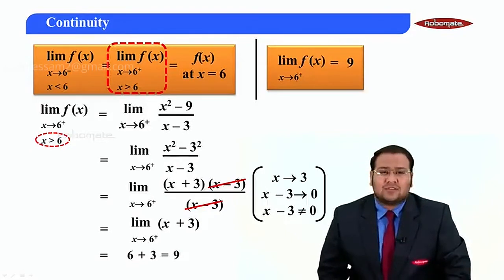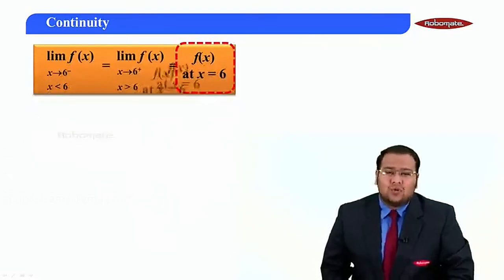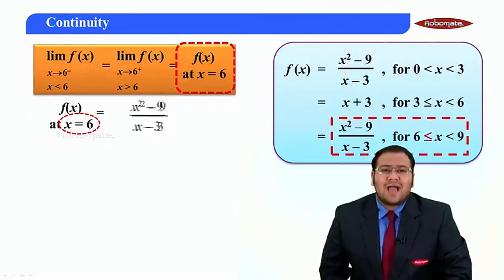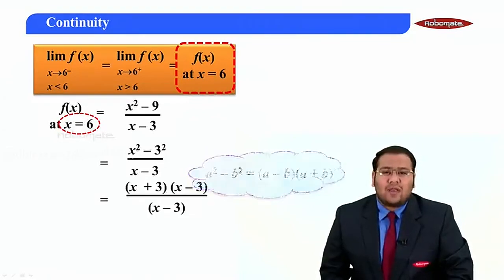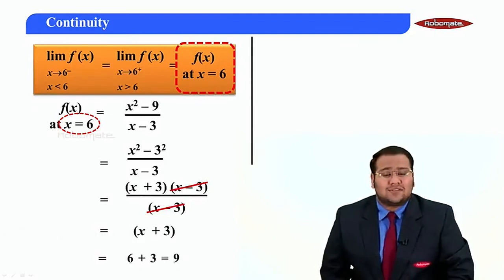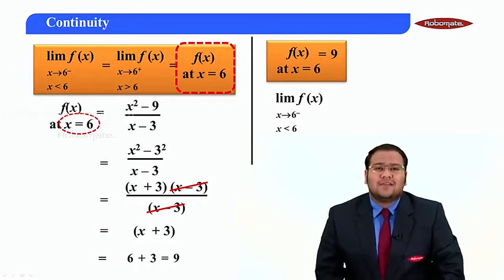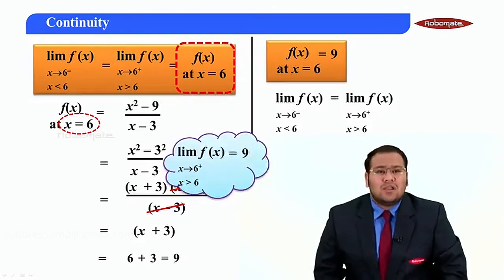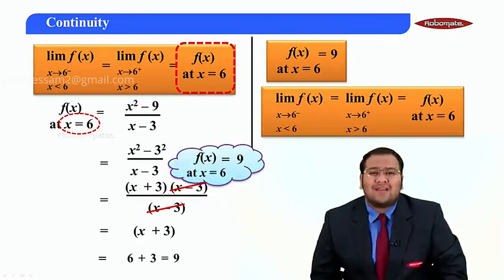Now the last case, that is f(x) at x equal to 6. For that third condition, from the question itself, we have the equation, and as we have solved it earlier, by a square minus b square, it would be (a plus b) into (a minus b). x minus 3 is getting cancelled, and x plus 3, where x is 6, is 9. So I can say that all three values, the limit as x is tending towards 6 minus of f(x), is equal to the limit as x is tending towards 6 plus of f(x), which is equal to f(x) at x equal to 6.